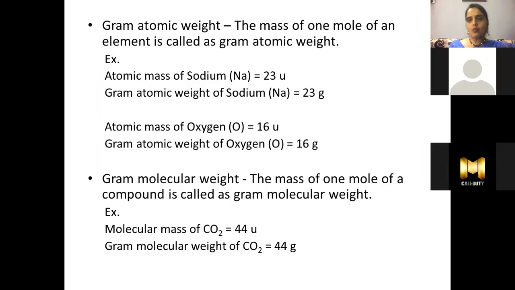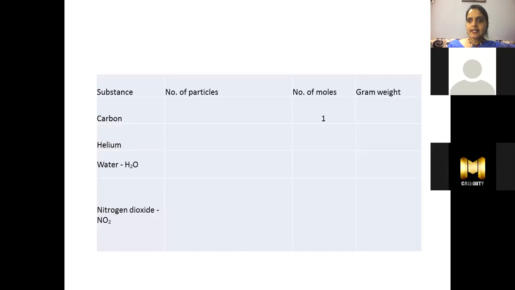substance of a mole. So when I say that we have the substance is carbon, we have 1 mole. So what will be its gram weight? Who can tell me? Carbon is an element. So what is its atomic mass? Atomic mass of carbon is 12 u. So how much will be its gram weight?